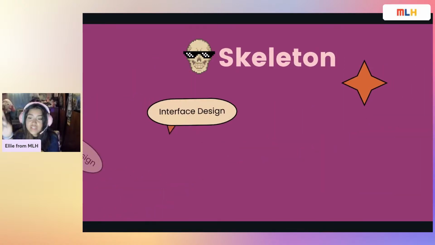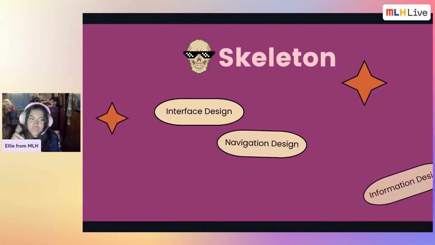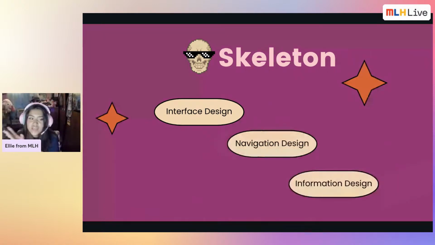And then we'll go to skeleton here. So interface skeleton includes three main things, which is interface design, navigation design, and information design. Interface design is what we see: presenting and arranging interface elements to enable users to interact with the functionality of the system. So this includes having our buttons, our nav bar, our footer, our dashboard. Is the user going to have a dashboard? Is a user going to have their own profile page, things like that? That is interface design. What is it going to include? How is the functionality of everything?